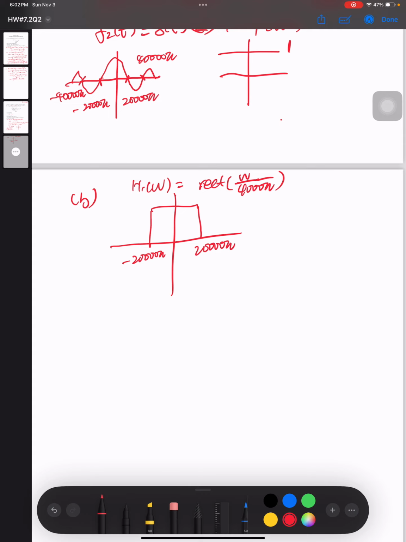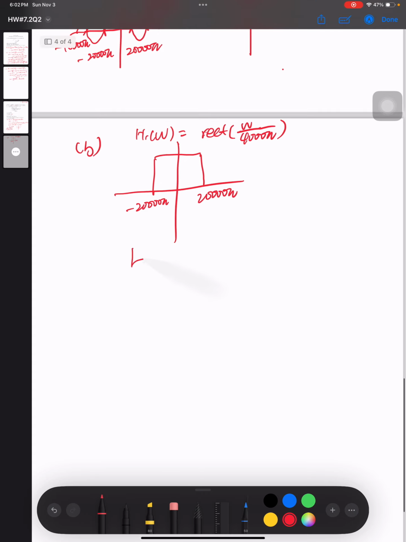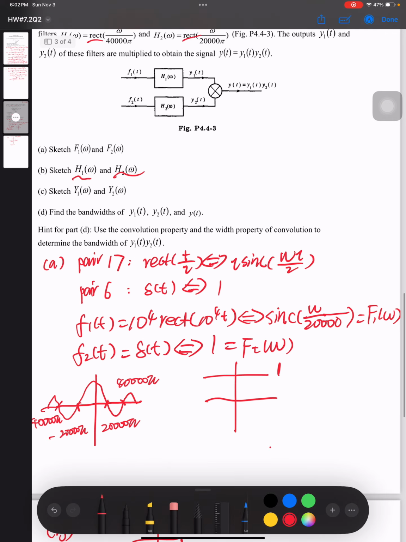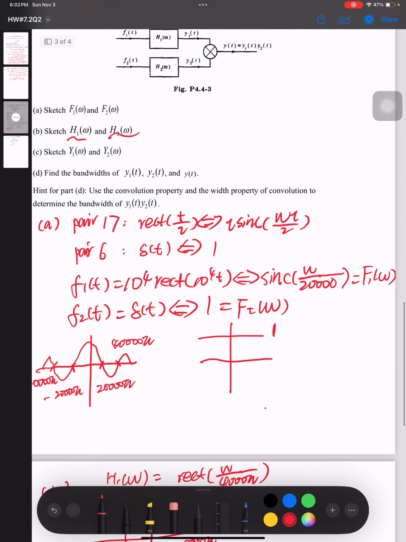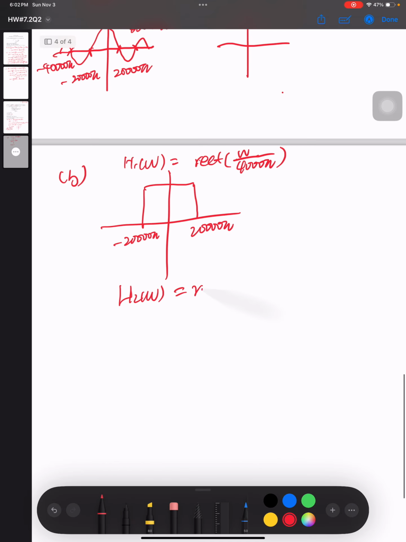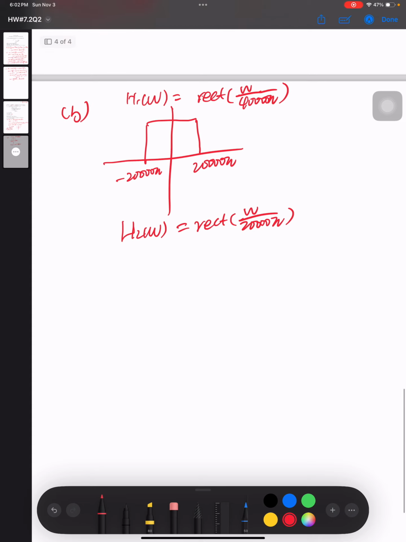And for the h2 omega, it is also a rectangle function. It's just rectangular function omega over, oh sorry, it's 40,000. This is 20,000 pi. So it's narrower. This is 10,000 pi, negative 10,000 pi, and this is 10,000 pi.